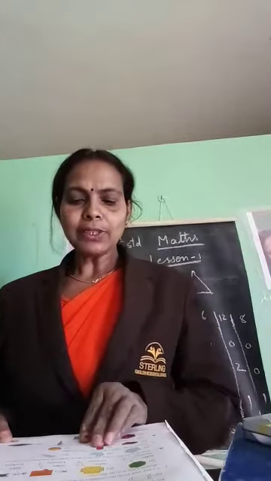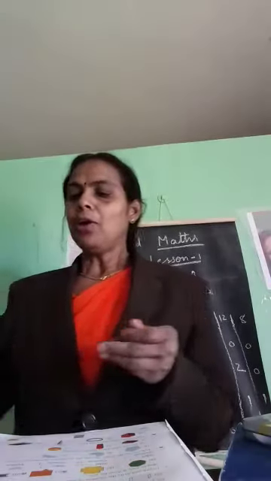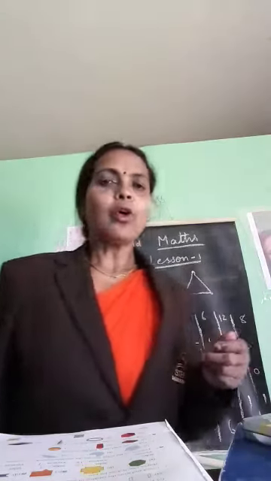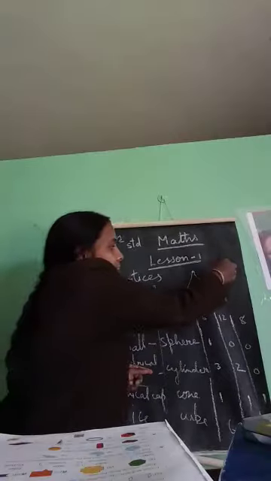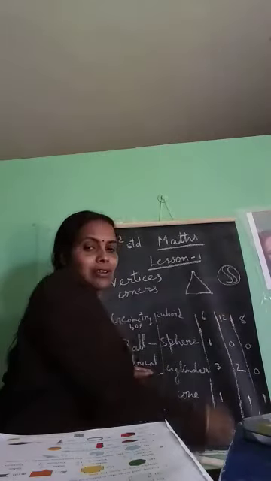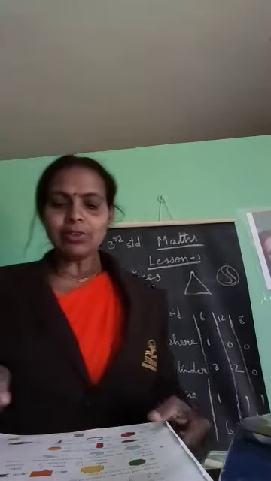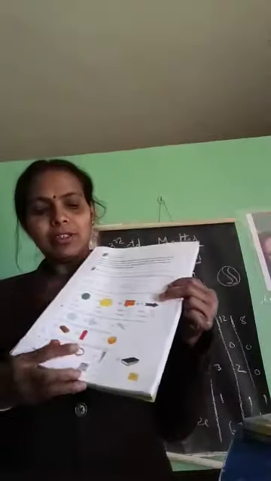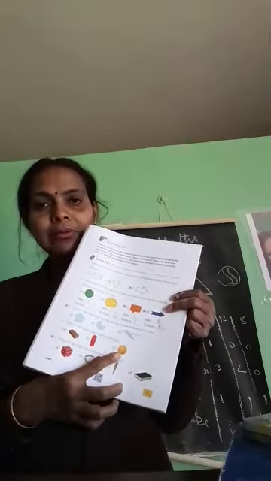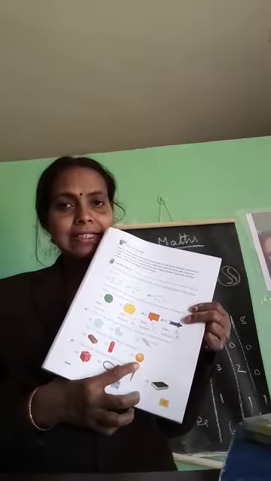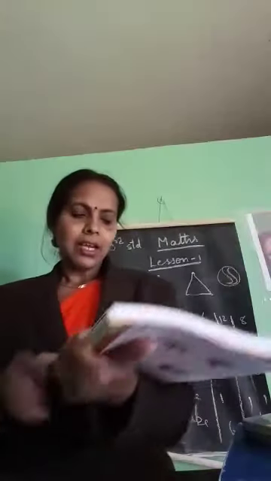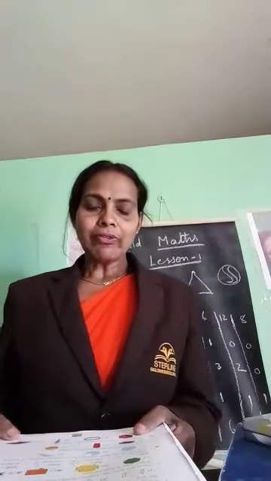Tick the solid object that has no edges. Now which solid object has no edges? No edges, that is sphere. So you have to tick on this orange because it has no edges. Understand?